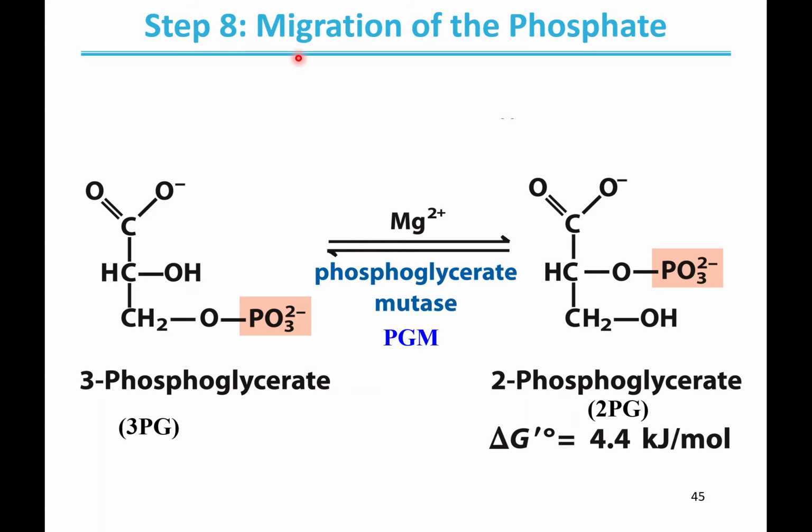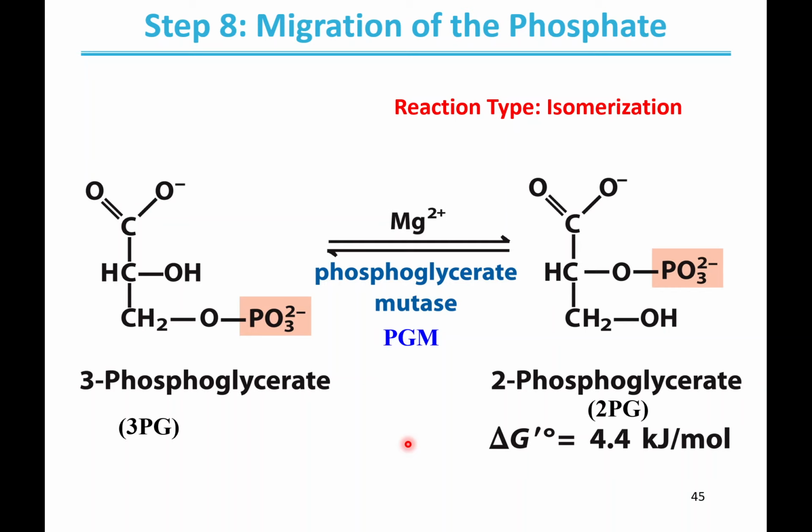Okay, step 8. Step 8 is the migration of a phosphate. So we have 3-phosphoglycerate, 3-PG, and that phosphate group you can think of just moves from carbon 3 to carbon 2. That's not actually that simple, as we'll see in the mechanism, but you can kind of think of it that way. And you produce 2-phosphoglycerate. And the enzyme that catalyzes this is phosphoglycerate mutase, or PGM. Right. This is an isomerization reaction.